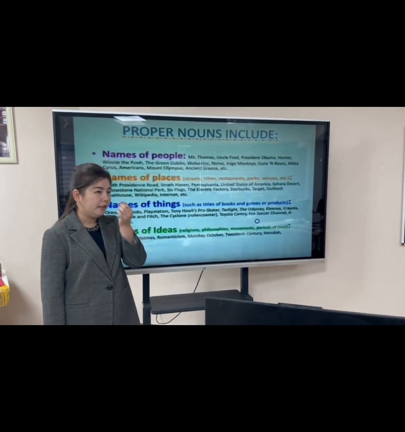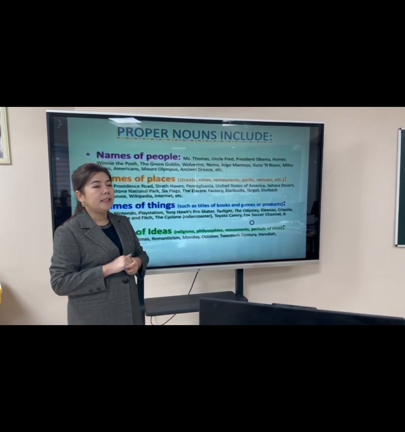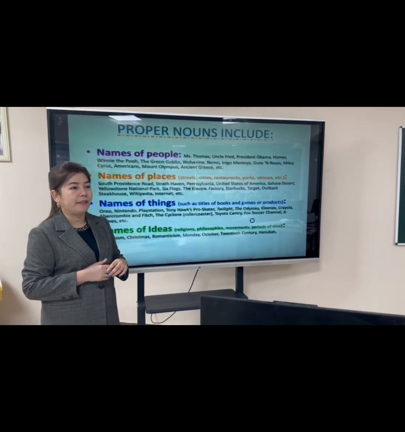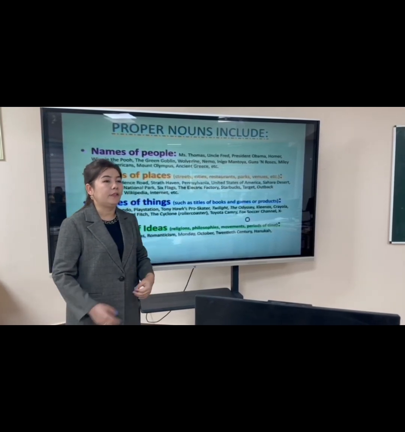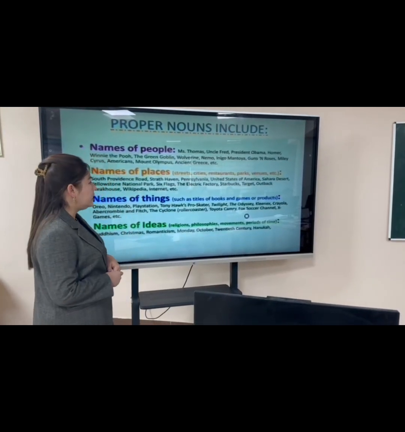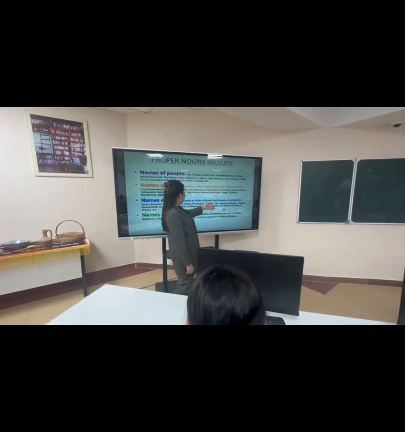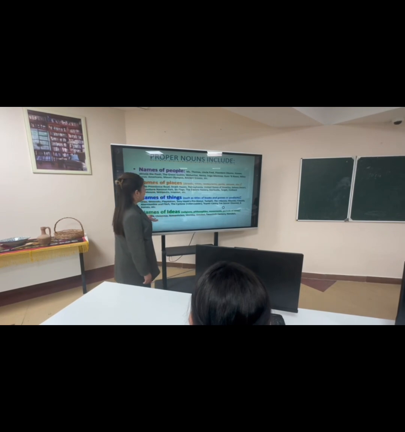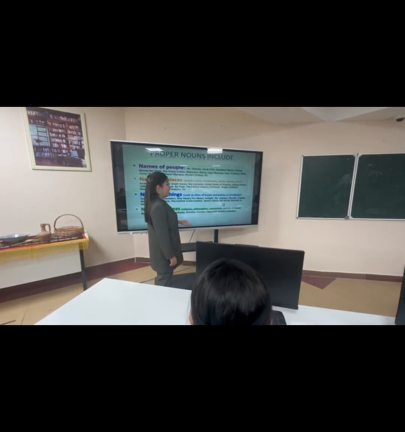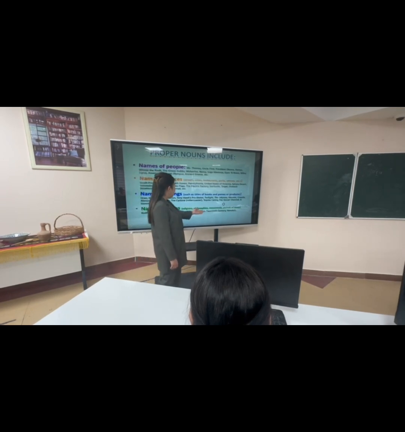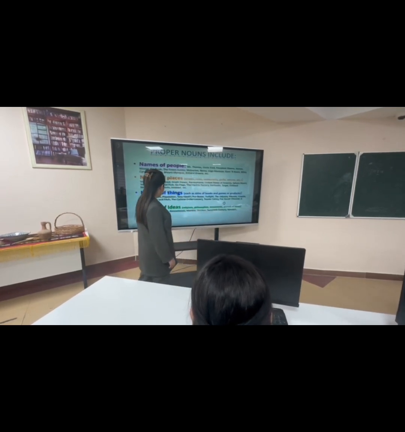For example, Nestle is the name of a product, yeah? And also Utkan Kunlar, it's a novel, yeah? It's also the name of books. There are lots of titles of books and names of productions. The third one is names of ideas. For example, philosophies, movements, and religions.